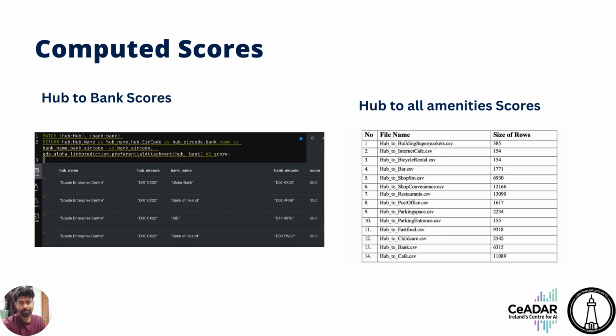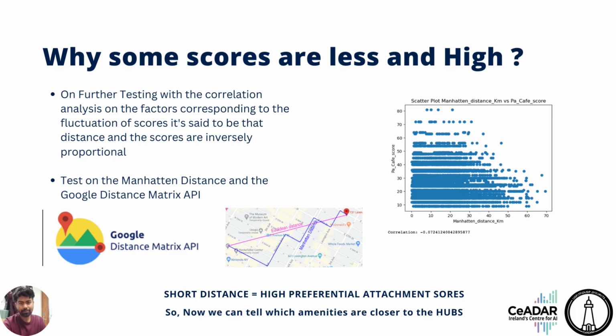Now, these scores will tell you how closely connected they are with each other. As we saw earlier, there are fluctuations of scores in preferential attachment. For further computation, we did a correlation analysis with respect to the scores and the distance between hub and the specific amenities. We computed a Manhattan distance based on the latitude and longitude of the hubs and amenities, and we have verified the same with the Google Distance Matrix API.